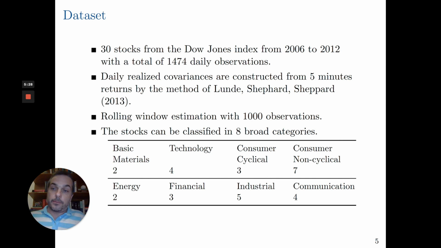And we split the stocks into different categories, because this will be useful to understand what's going on. We have 8 categories, which you can see in this table here. We have 2 equities belonging to basic materials, 2 firms belonging to technology, 3 belonging to consumer cyclicals, and so on and so forth.